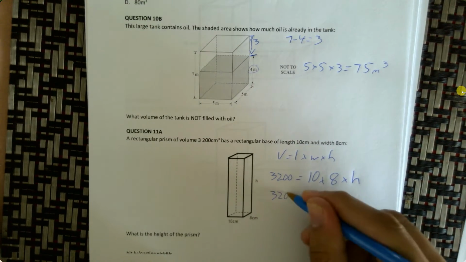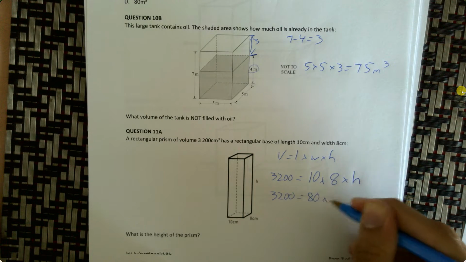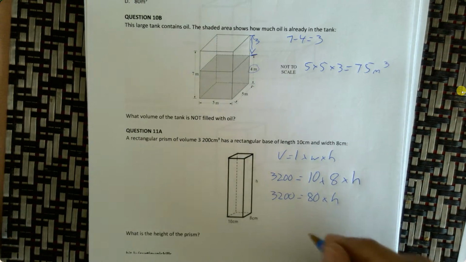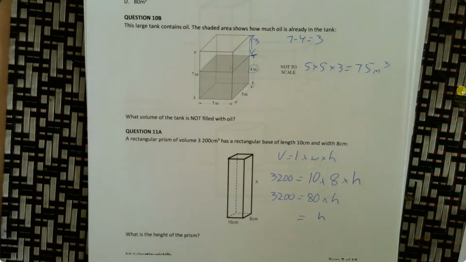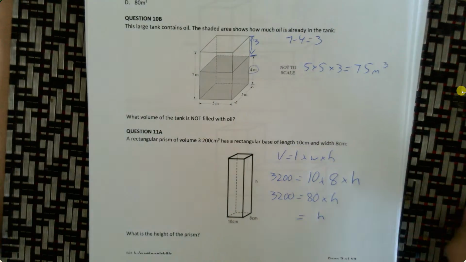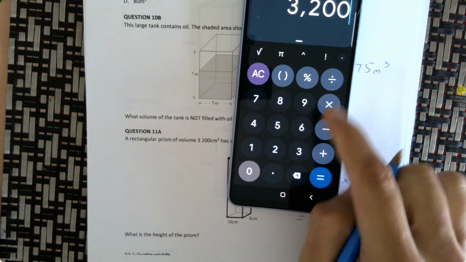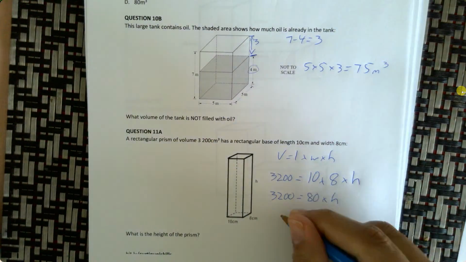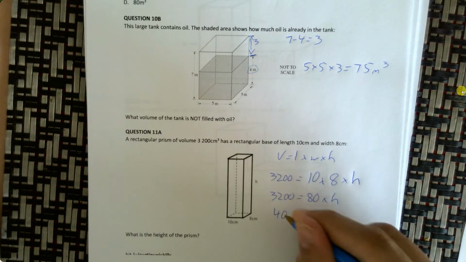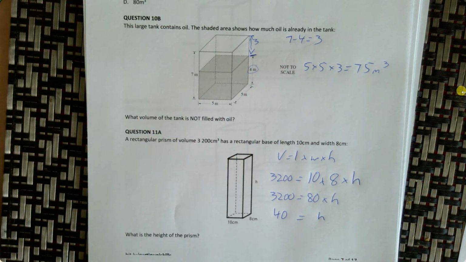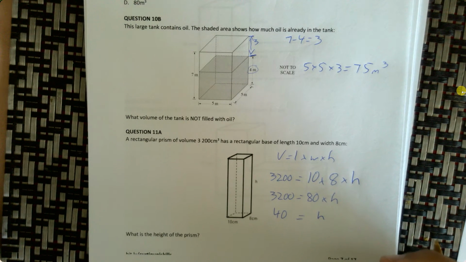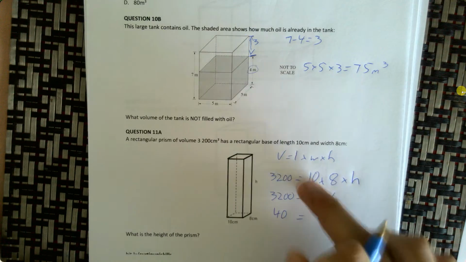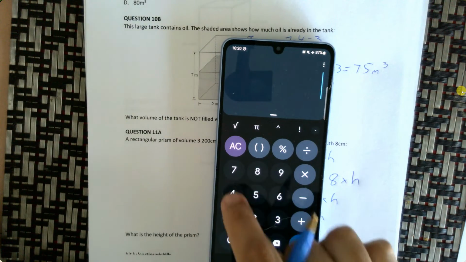So 3,200 equals 80 times the height. If I divide both sides by 80, then it'll get me the height by itself. The 80 will disappear. And I'll do 3,200 divided by 80 equals 40. So yeah, it's going to be 40 centimeters high. And you can confirm that if you do your 40 times 80, or 80 times 10, it should get you 3,200.